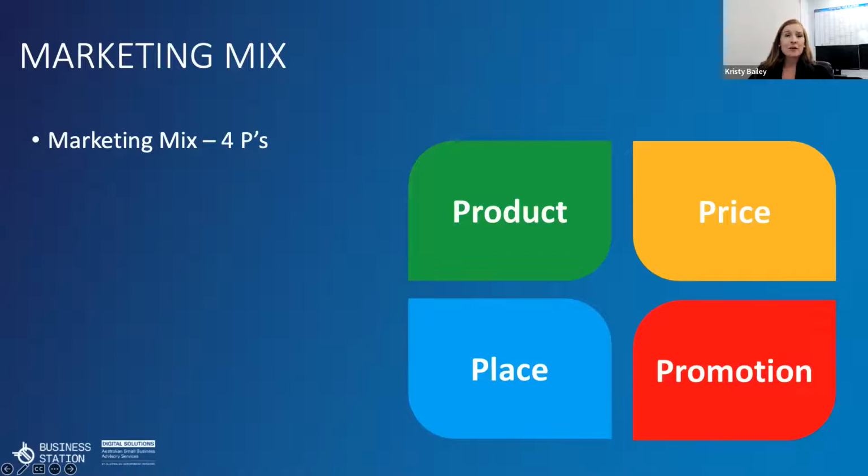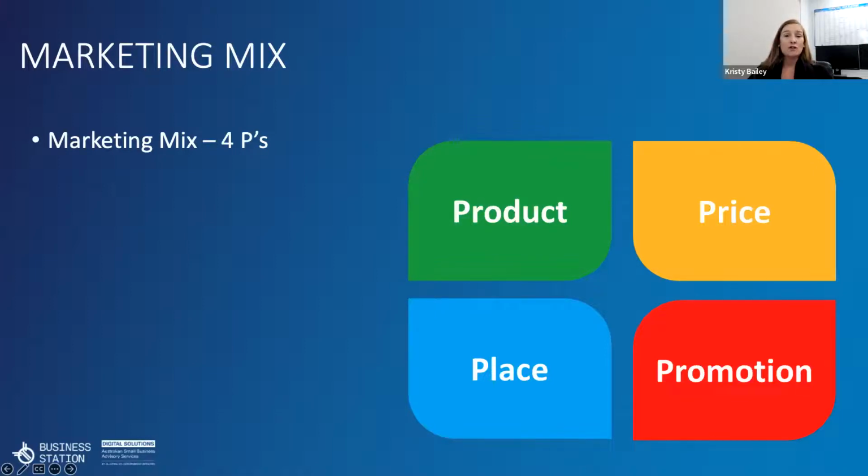Place is the 3rd P. This is your distribution. So where do people look for your product or service? Where are they going to be looking to buy it? Is it direct? So is the customer coming to you direct? Are you wanting to wholesale your products or services? Think about how you can access the right distribution channels for your business.